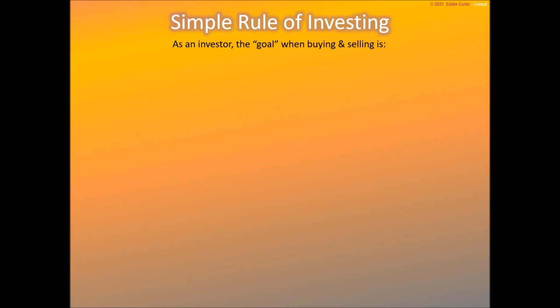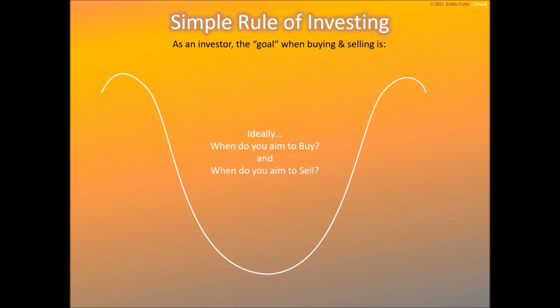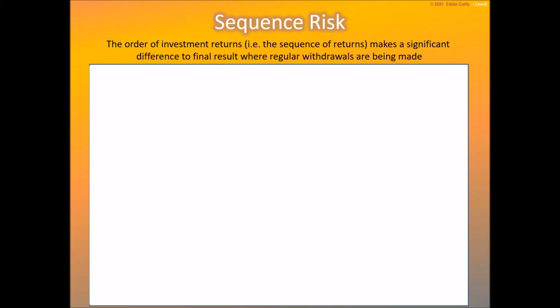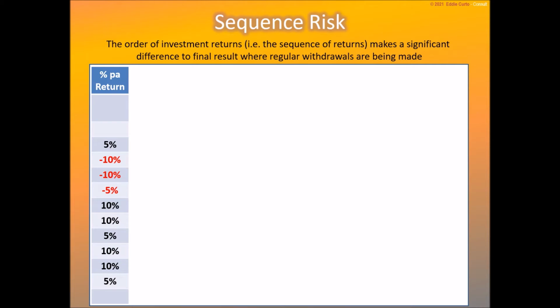As an investor, your goal when buying and selling is usually to consider the market timing, the market cycle, and ideally, when do you aim to buy and when do you aim to sell? Well, you aim to buy when prices are low and sell when prices are high and take the profit, which is the margin in between. So let's have a look at the sequence or order of investment returns given different scenarios.